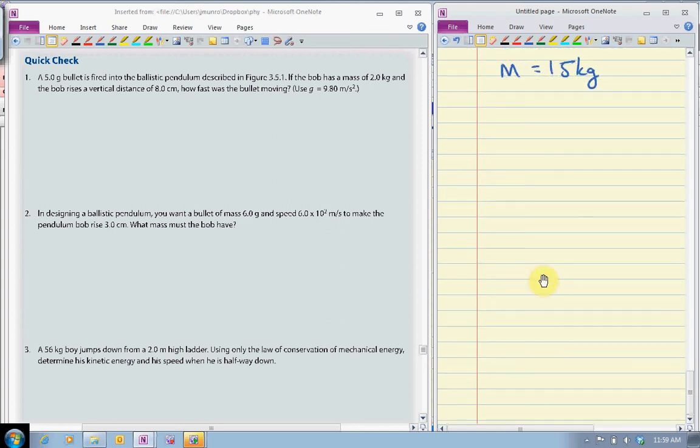And question number 3. A 56 kilogram boy jumps down from a 2-meter high ladder. Using only the law of conservation of mechanical energy, determine his kinetic energy and his speed when he is halfway down.